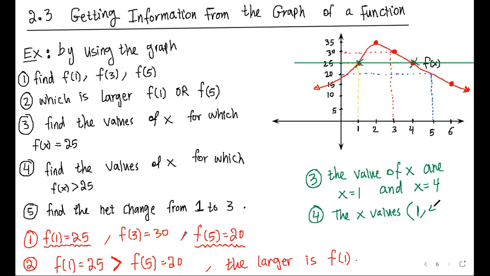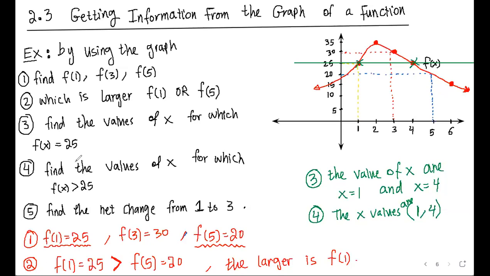Make sense? The x values are from 1 to 4, open interval. Is it clear?